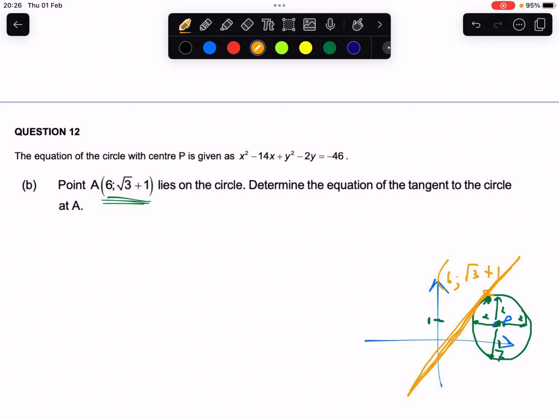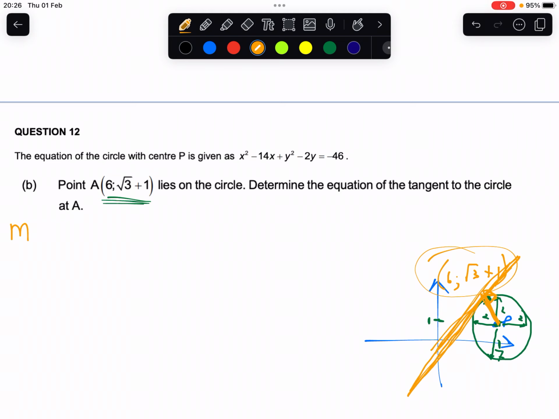Okay, so I think that we have to first find the gradient of this radius, right? And then we can use the fact that these are perpendicular because of tan rad to then find the gradient of the tangent. And then from there, because we know this point, we can sub it into the equation of the straight line and we can find what c is. Okay, awesome.